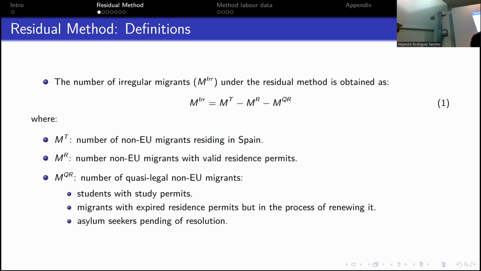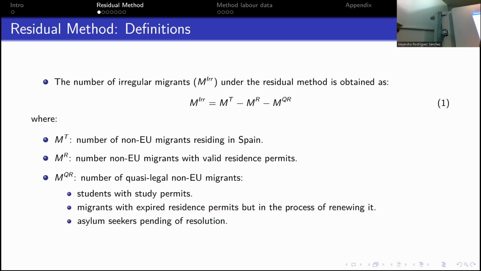In question 1, the estimation of the irregular migration is the difference between MT, which is the total number of migrants residing in a country, in this case Spain, minus MR, the number of regular migrants, so the migrants that are legally residing in the country, minus a third term, which is QR, the number of quasi-legal migrants. First, I didn't say, I'm just restricting to non-EU migrants, okay? And what I'm going to explain now is what I mean by these three terms and how I'm going to estimate them.